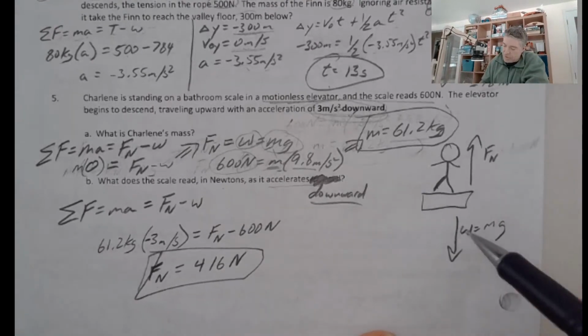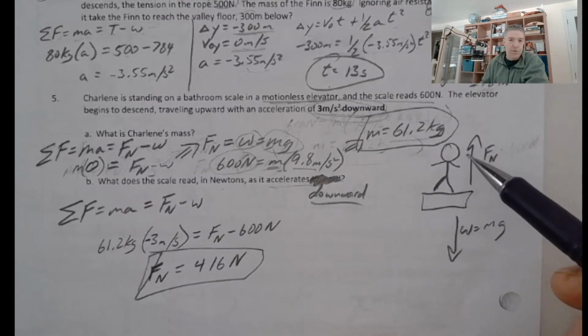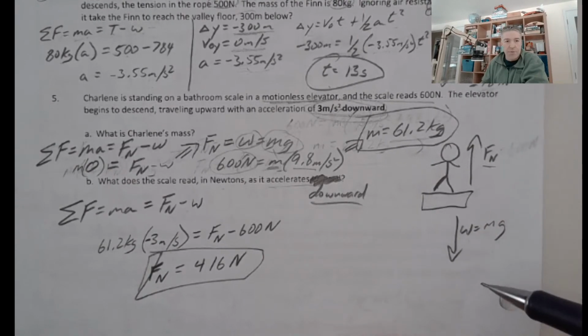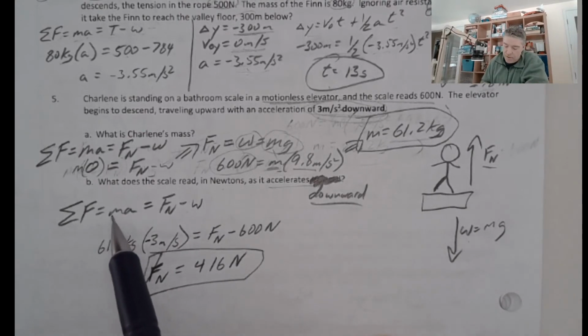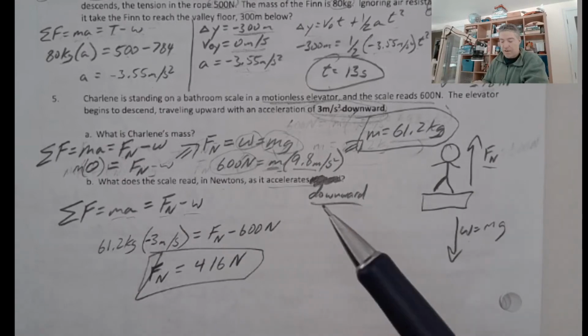So, got my picture. This is Charlene. These are the two forces acting on her. The scale's pushing her up, that's what the normal force is, and her weight's pulling her down. And I can say her mass times her acceleration is equal to the sum of the forces acting on her.